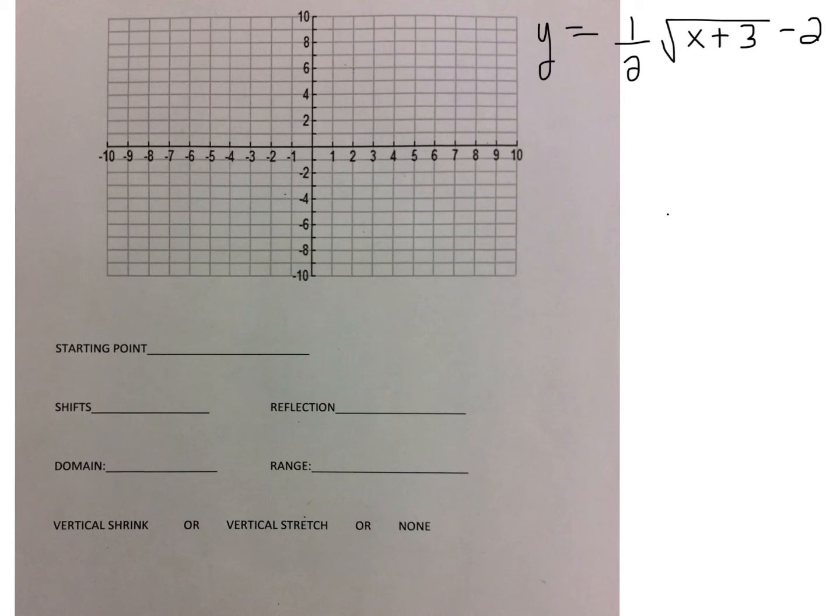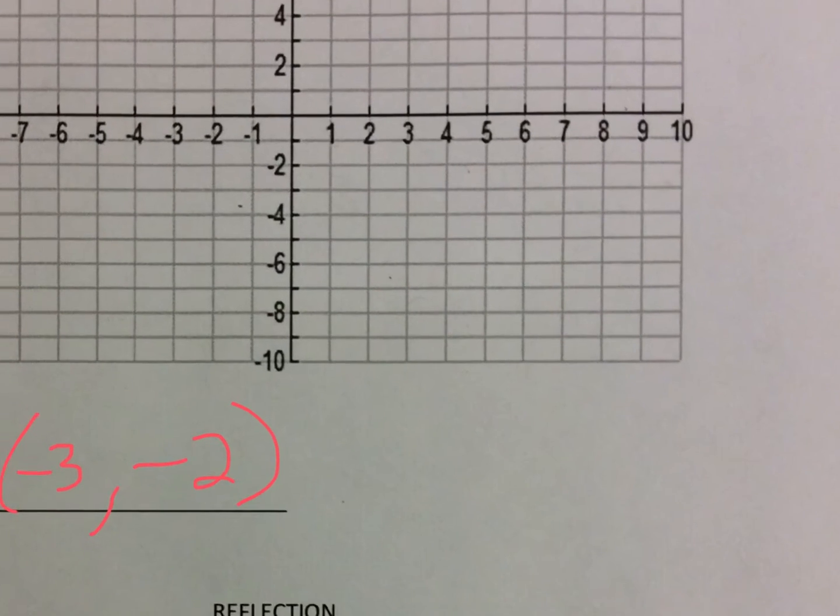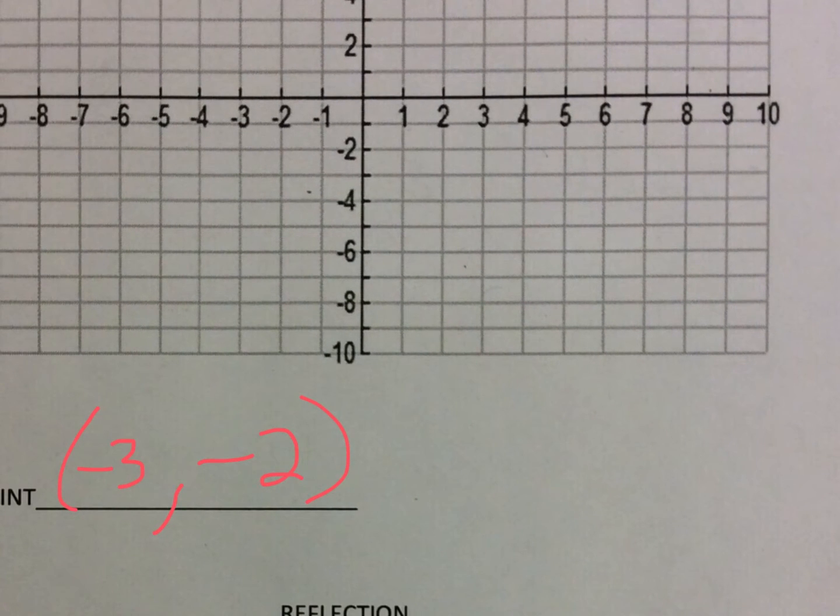Alright, so let's take a look at this one. Fraction. But again, it's still not that much of a big deal. Okay, so first things first, let's get our starting point. Opposite of this guy to this. So it's going to be -3, -2. Okay, so let's plot the point. -3, -2. Let me get a nice big dot. -3, -2. Boom. There we go.